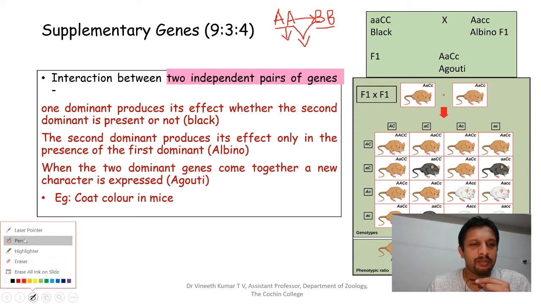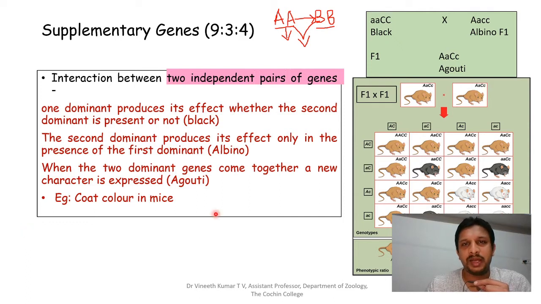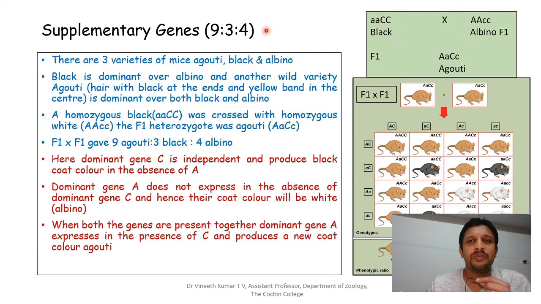In this example, we are going to talk about the coat color in mice, as an example of supplementary genes. Here you have two different genes, as you see here, the C gene as well as the A gene. This one is dominant C, and here you have a dominant A. We are going to talk about the interaction between this capital C and the capital A, and what will be their effect.